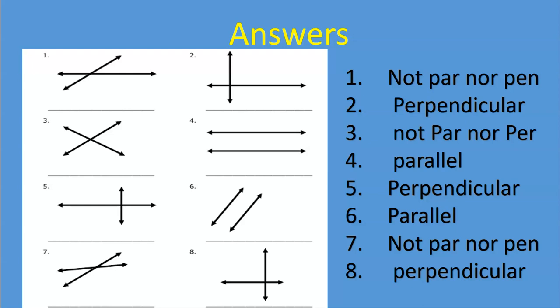Again, perpendicular lines meet, and they form a 90 degrees angle, while parallel lines do not meet, even if they carried on until the end, because they have the same distance.